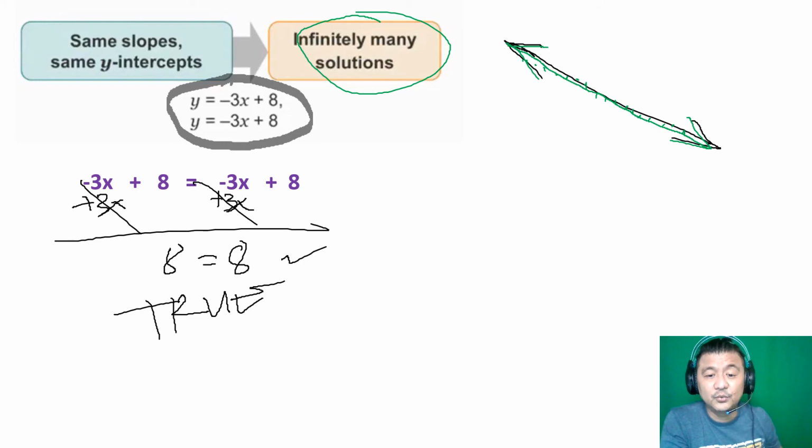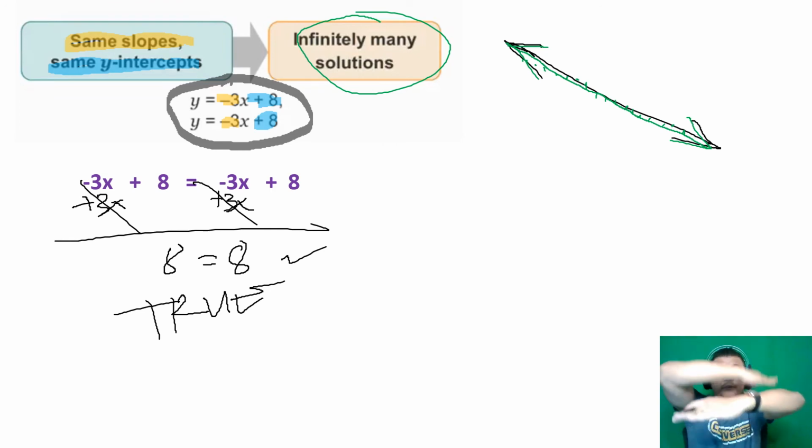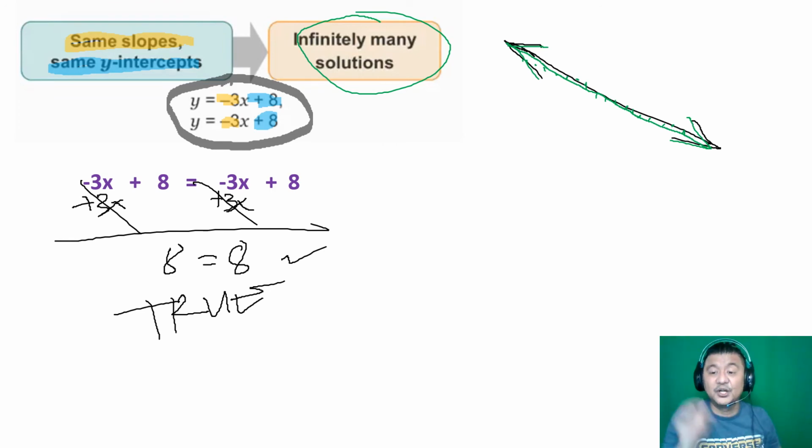And how do I know without graphing? Check this out. The slopes are the same, -3, -3. What else? The same y-intercept as well, +8 and +8, because they're the same line. Obviously, one is on top of the other. That's an infinite number of solutions. They're the same.